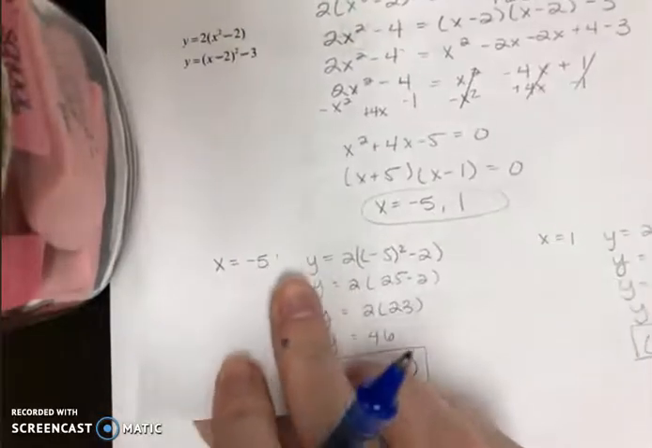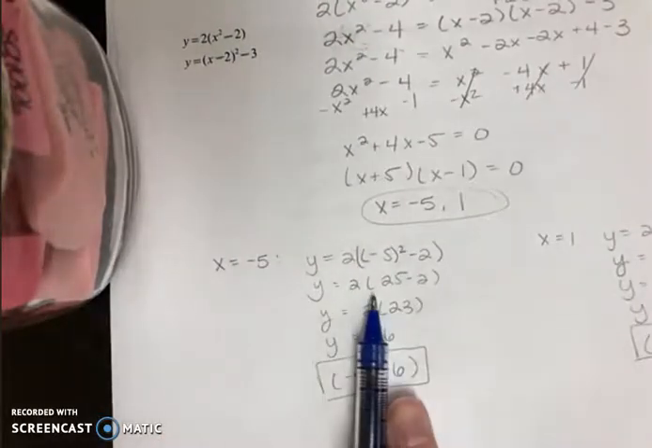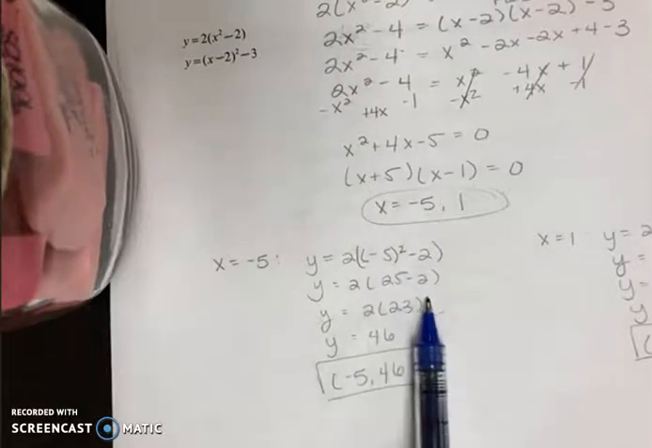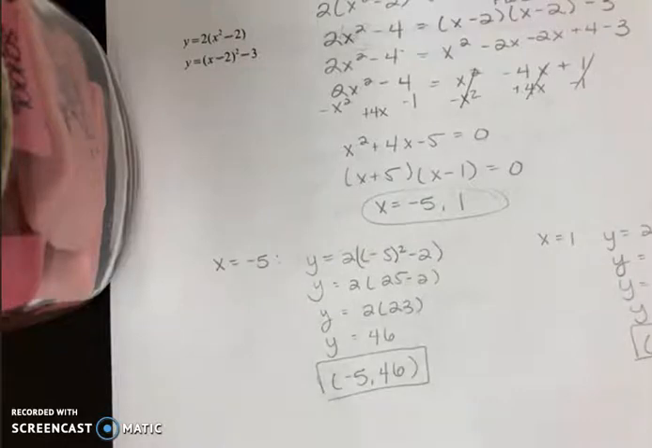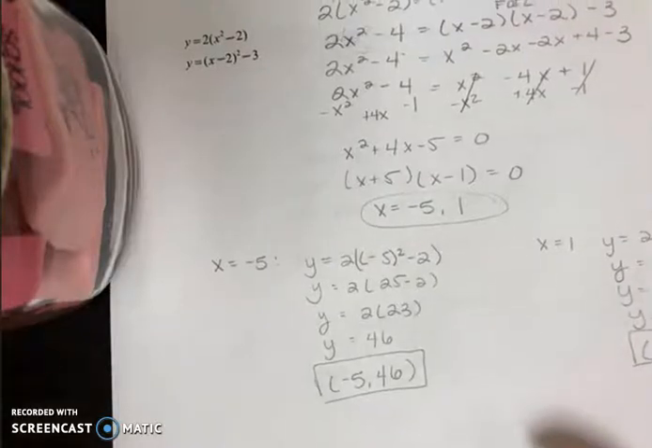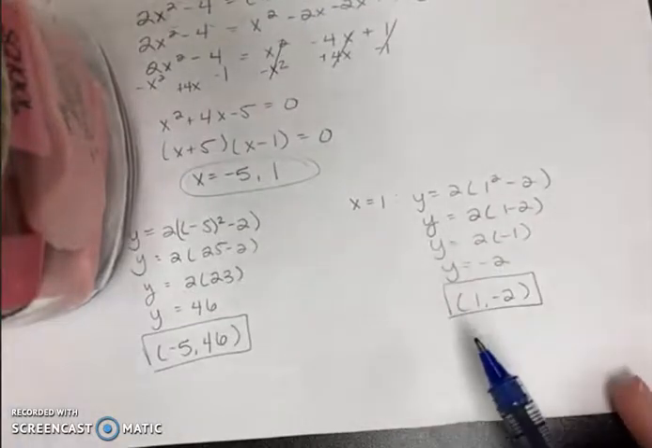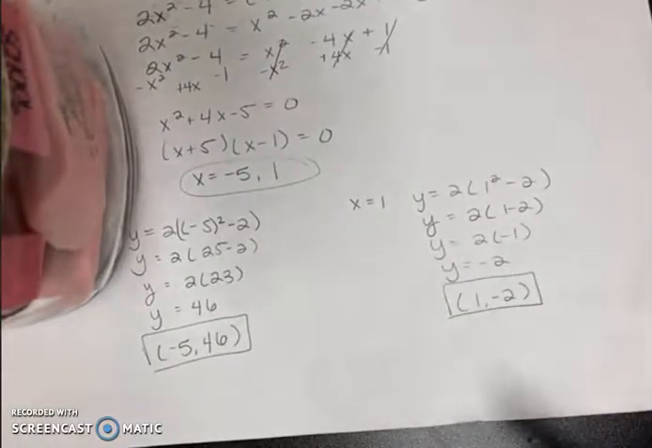I'll show you here. When x was negative 5, I plugged it into the first equation, which gave me negative 5 squared, or 25, minus 2, which is 23, times 2 is 46. So that point was (negative 5, 46). And then over here, for x equals 1, I plugged it into the first equation, ended up with a negative 2 for the y value.